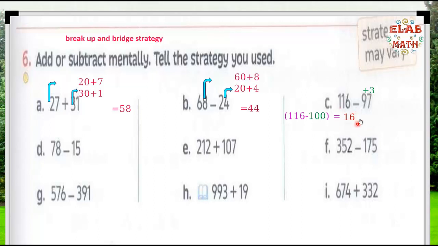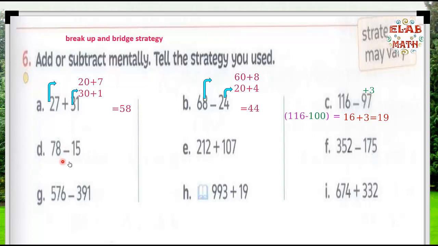16. And we said if you want to use the compensation strategy and you have the difference, you should add the same amount again to the difference. So we will add 3. 16 plus 3 equals 19. The difference is 19, or the result is 19.